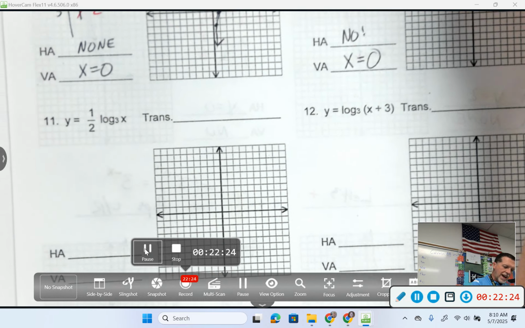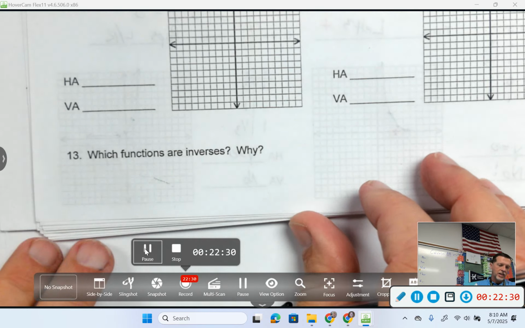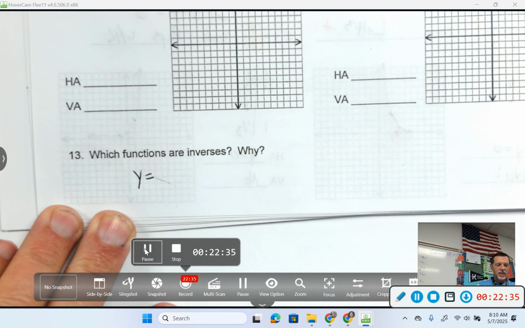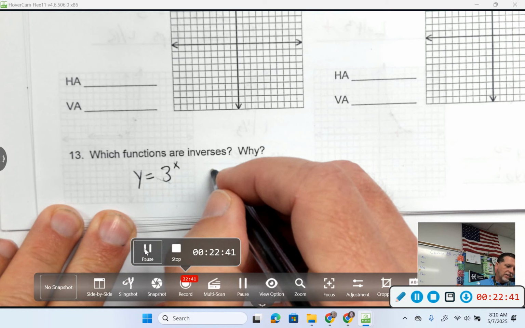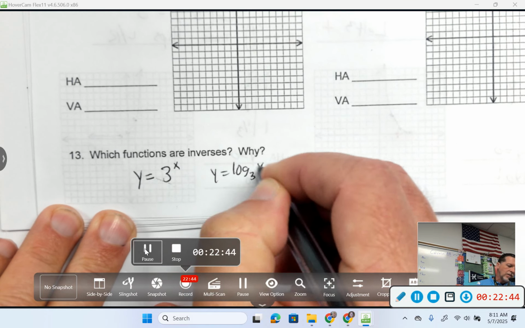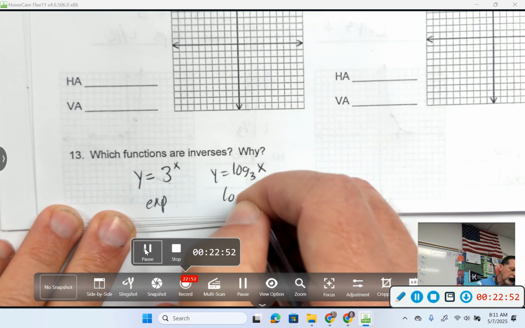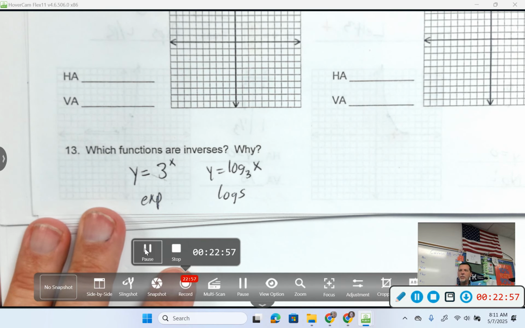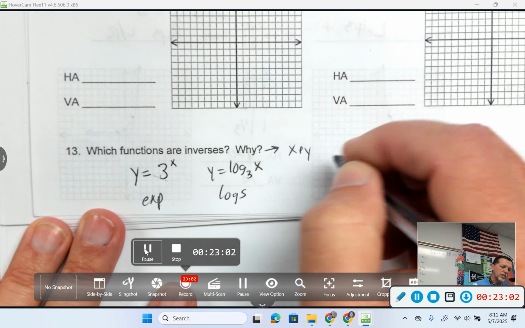Alright, I think I'll leave the last 2 for you to do, but we can kind of peek ahead. We sort of answered 13 already. Which functions are inverses? Log and exponents. So I'm going to say like 3 to the x and log base 3 of x. Those are the specific ones, but you're right, if you would have just said exponents and logs, that's more generic. Also correct. Why? What would your answer be? Like, why are they inverses? X's and Y's are switched.